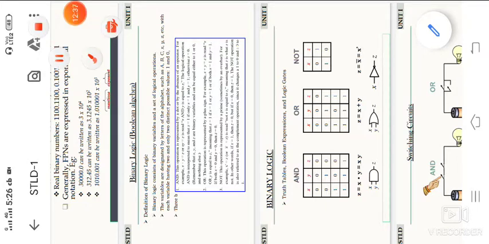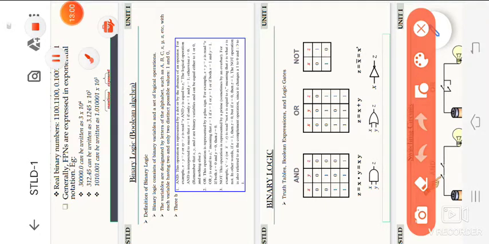OR gate, it performs the addition operation. In OR, the addition operation, if any one input is high, logic 1 or 1, the output will be 1. So this is the OR gate.